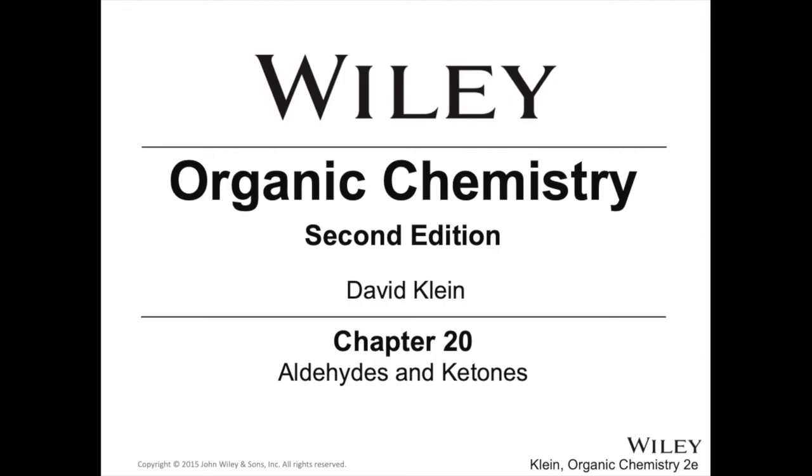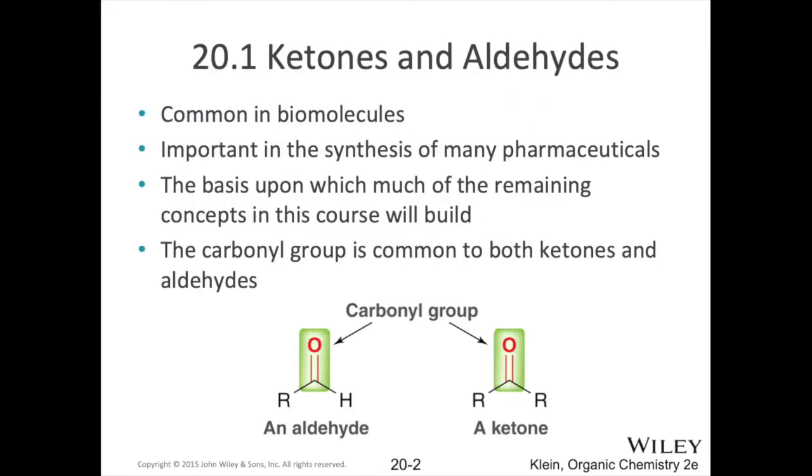Over the next couple of chapters, we're going to start looking at carbonyl chemistry, the chemistry of carbonyl compounds, and we're going to kick that off in this chapter by looking at some of the simpler ones, namely aldehydes and ketones. So to jog your memories, a carbonyl group is a carbon double bonded to oxygen. Now, that leaves two more bonds on the carbon, and based on what those two bonds are, you've got the difference between an aldehyde and a ketone.